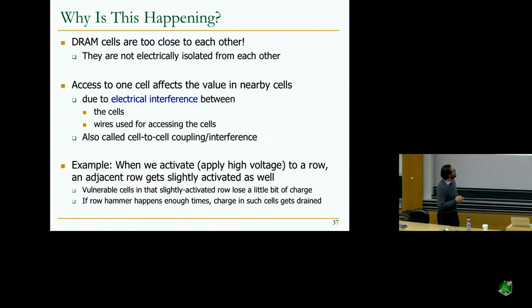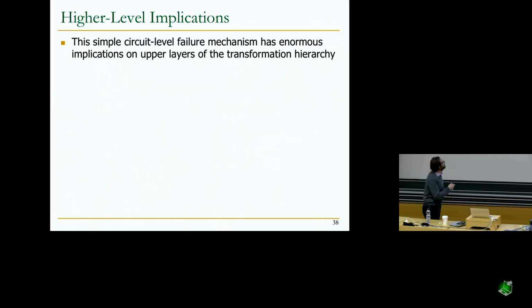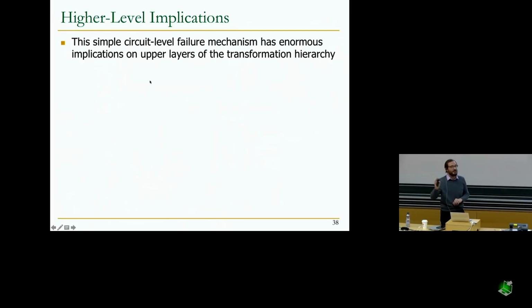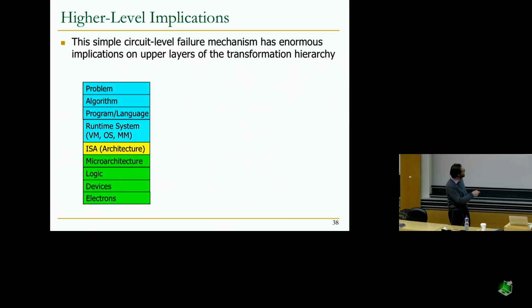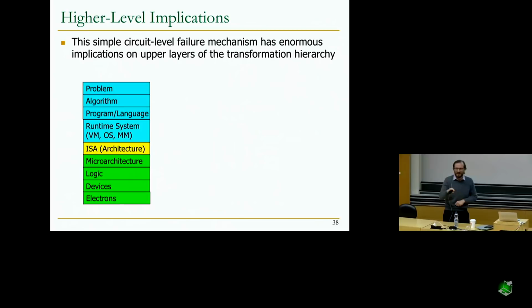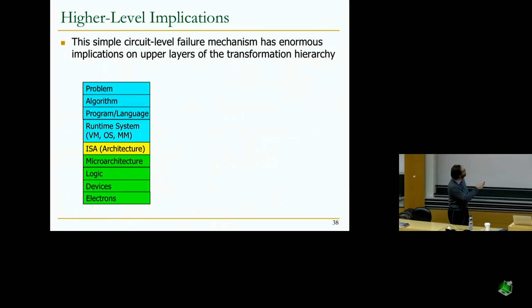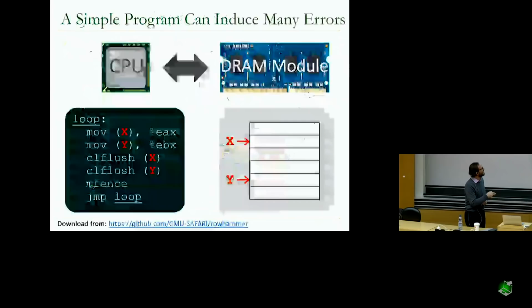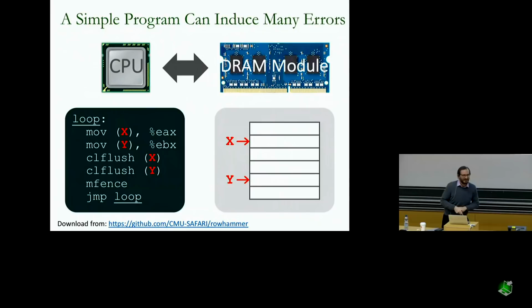Again, there are lower levels you may not be fully comfortable with, but you should understand the higher level. Okay, there are higher level implications also. Basically, it turns out the simple circuit level failure mechanism has enormous implications on the upper layers of the system stack or transformation hierarchy. It happens really somewhere here, right? At the device level. You could argue at the electron level also. In fact, there are some other mechanisms that we didn't really talk about. But it really has implications all the way to over here, to the user especially. Okay, let's talk about some of those implications. We're gonna have more fun here.